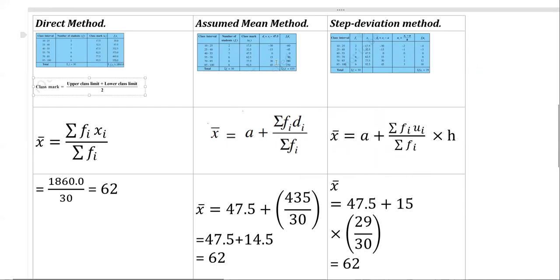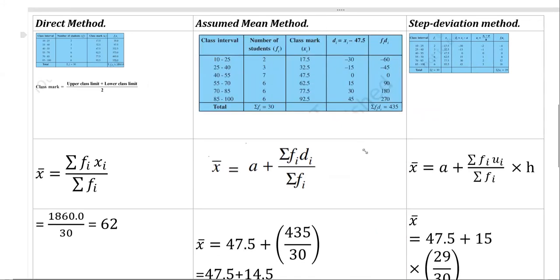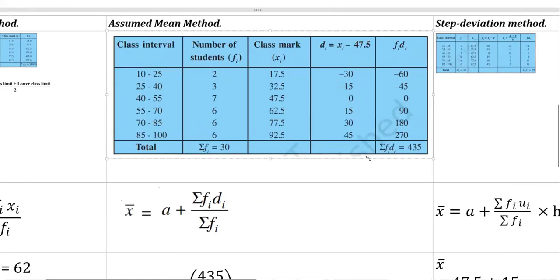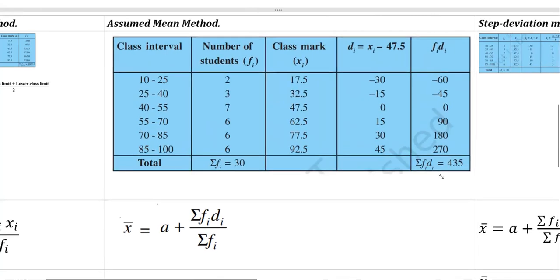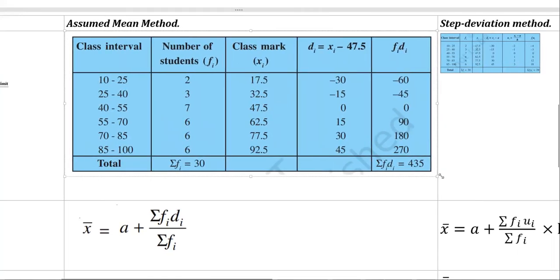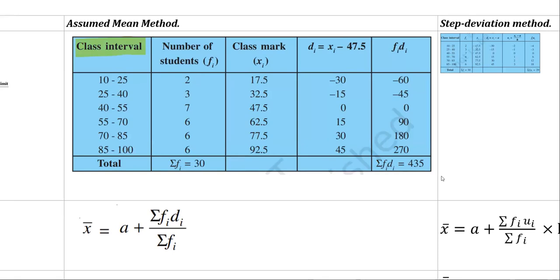Coming to the next method, that is the assumed mean method. In the assumed mean method, we'll have one extra column for calculating the mean. The other steps remain the same. That means we'll be writing the class interval as in the previous steps, then the frequency as given in the question, and the class mark, which we have already calculated. So what is new here is this column, that is di.